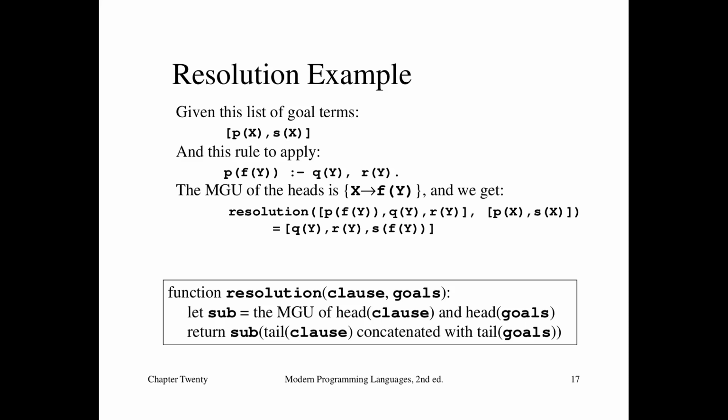Let's say we are given a list of goal terms P of x and S of x, and this rule to apply: P of f of y, Q of y, R of y. So the MGU of the heads is x maps to f of y, and we get the resolution step. We call resolution with the clause list P of f of y, Q of y, R of y, and the goal list P of x, S of x, which ends up being equivalent to Q of y, R of y, S of f of y, as we follow this function for resolution.